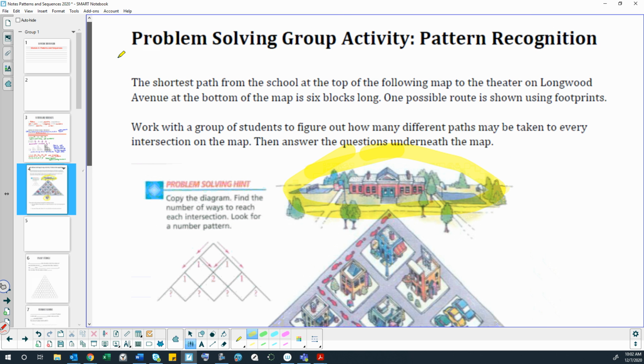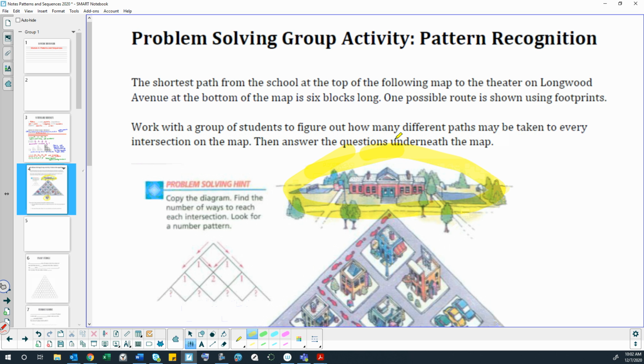Okay? However, because our picture is set diagonally, more or less, there is more than one 6-block path that could be taken to get there. So your job is to figure out how many different paths there are to get from the school to the theater. To figure that out, we're going to use a pattern known as Pascal's triangle. So this little activity is to help you understand the idea behind Pascal's triangle and how it works.